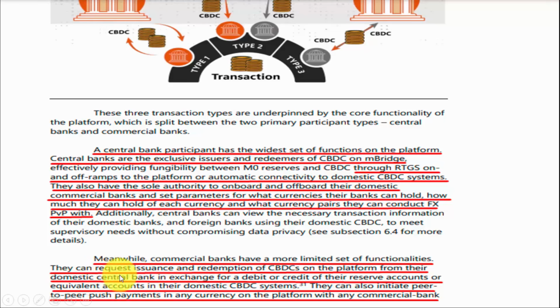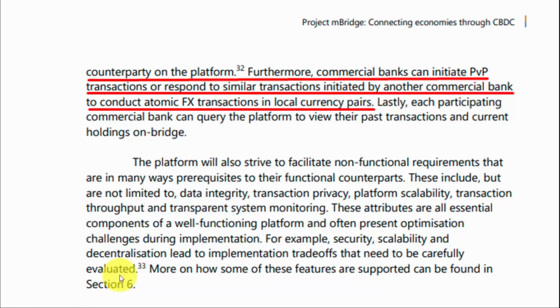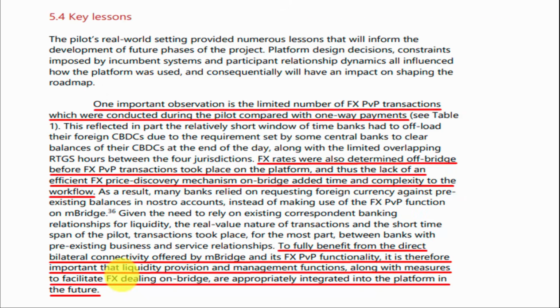So yeah, it's just showing you the permissions of the platform in regards to central banks and commercial banks. Furthermore, commercial banks can initiate payment versus payment transactions or respond to similar transactions initiated by another commercial bank to conduct atomic FX transactions in local currency pairs. Okay, so let's continue. Let's look at some of the key lessons.